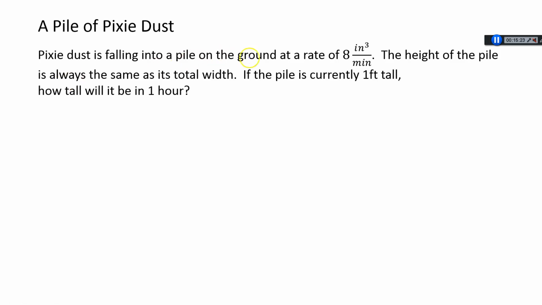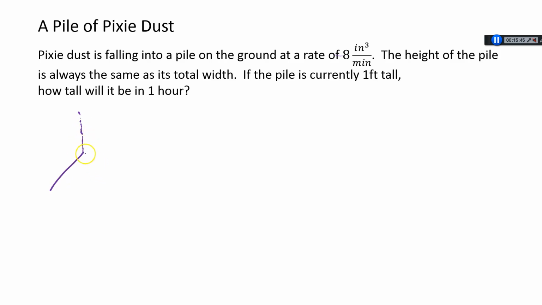So pixie dust is falling into a pile on the ground at a rate of 8 cubic inches per minute. So every minute, 8 more cubic inches. The height of the pile is always the same as its width. Interesting. So if the pile is currently 1 foot tall, how tall will it be in 1 hour? All right, so let's think about this. If we have pixie dust falling onto the ground, as it builds up, think about what kind of shape it's going to make.